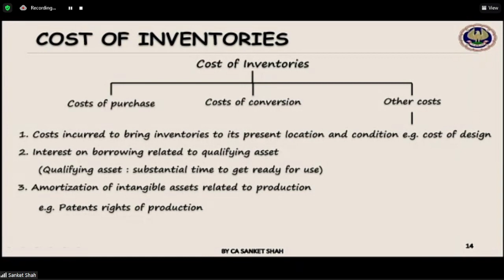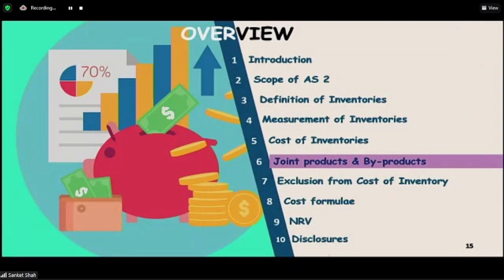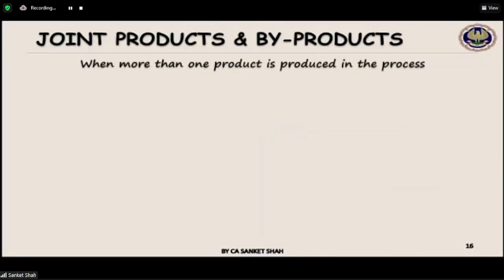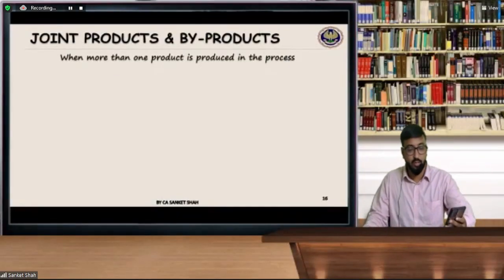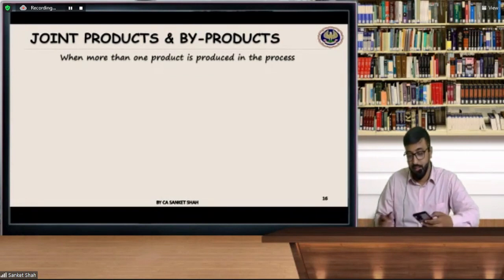Yes, beta. Over. So till now we have completed cost of purchases, cost of conversion, and other cost. Now joint product, byproduct. Have you finished with the joint product, byproduct questions? Have you done joint product, byproduct, or still not completed? Yes, can you tell me?